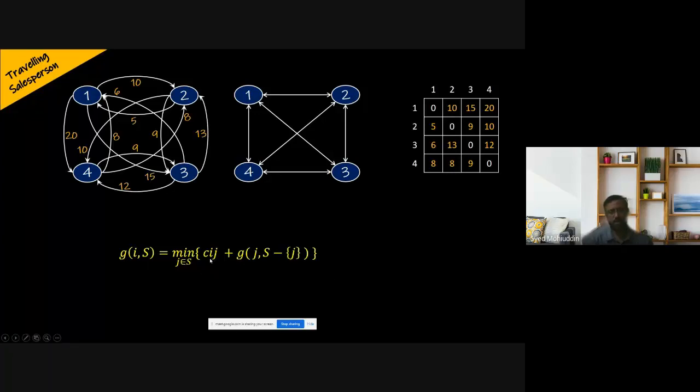Now C over here is nothing but the cost of the edge from vertex i to vertex j, plus g of j comma, then again the subset of those vertices. So this is the general formula. It will be clear when we try to apply this formula to this problem. So let us proceed further.